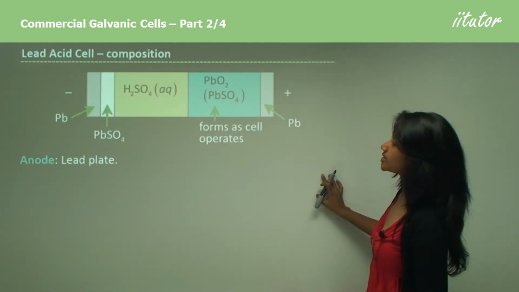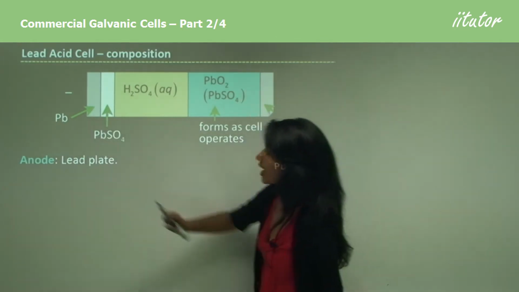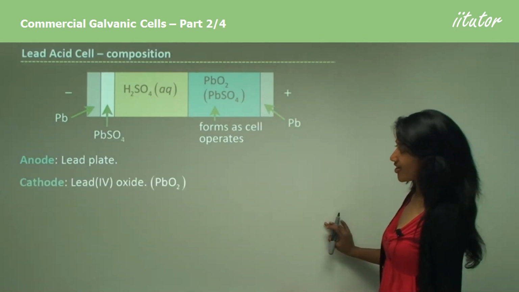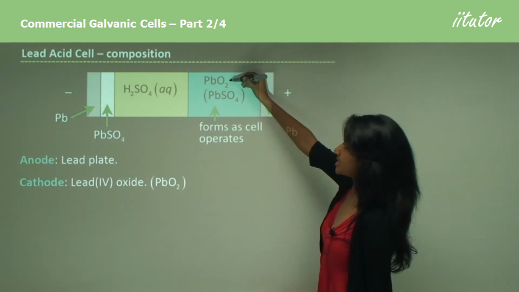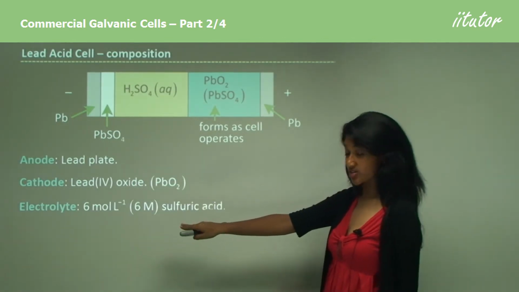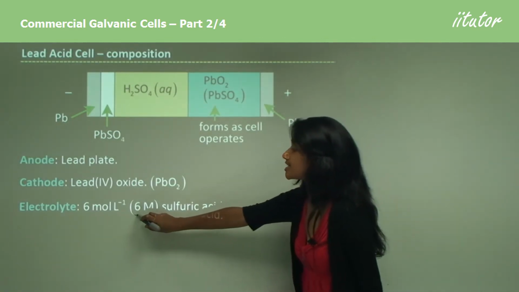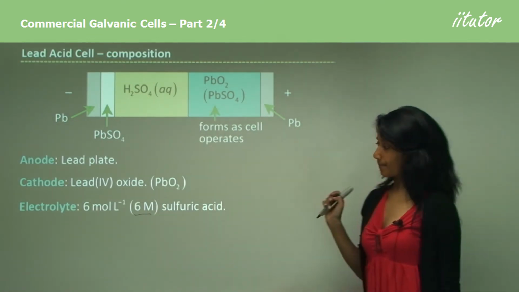So we'll take this. The anode is the lead plate. So the lead plate is here, and that's the anode. The cathode is the lead(IV) oxide. The lead(IV) oxide is this here. The electrolyte is 6 moles per liter, that's a concentration, or you can give it as 6 moles like this, and it's sulfuric acid, as you can see here.